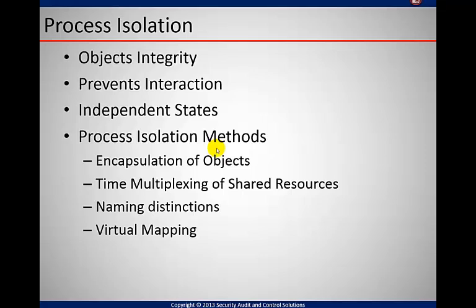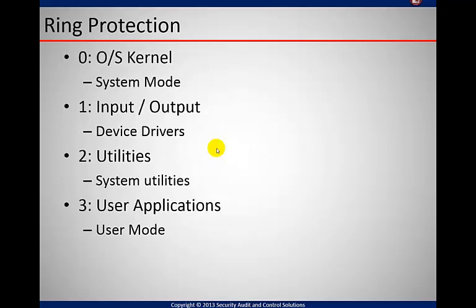When we look at ring protection, there are 4 rings that we have to consider. Ring 0 is the kernel, which is system mode. Everything has to run in supervisory or kernel mode. Ring 1 is the input and output, such as device drivers.